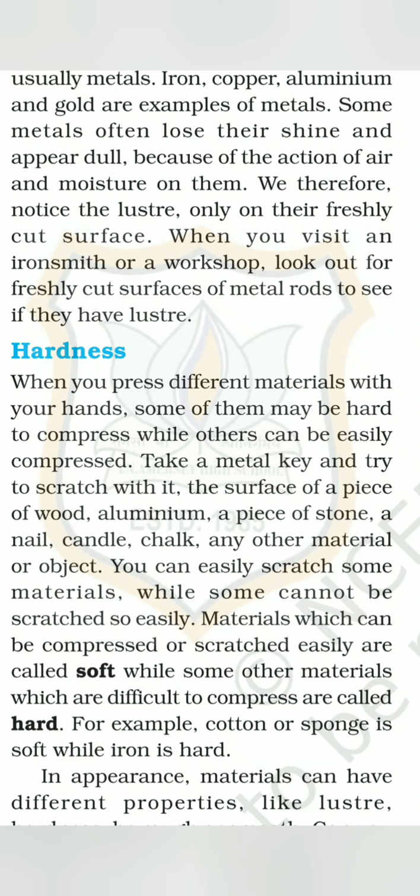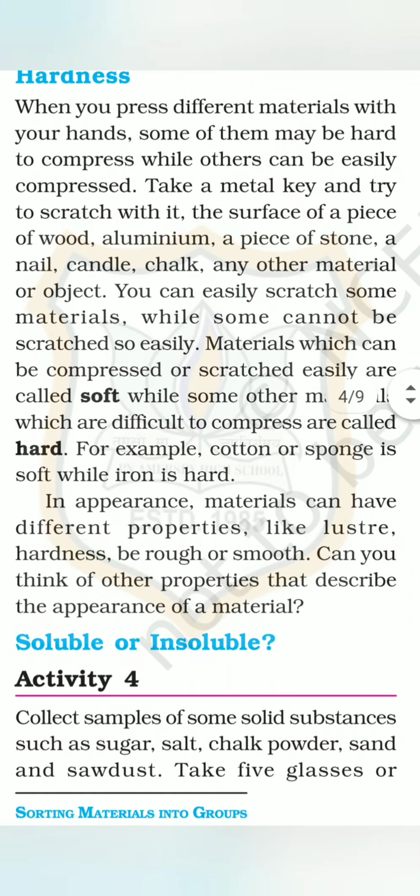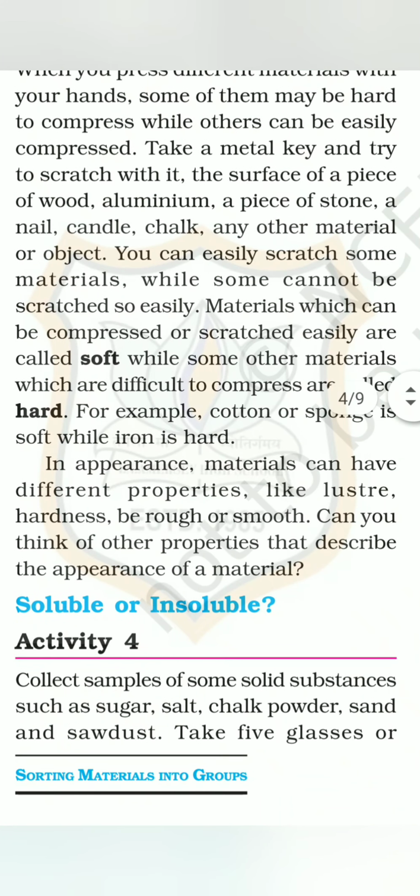The second property is hardness. When you press different materials with your hands, some of them may be hard to compress while others can be easily compressed. Compressed means to press to make it flat. Take a metal key and try to scratch with it the surface of a piece of wood, aluminium, a piece of stone, a nail, candle, chalk, or any other material or object. You can easily scratch some materials, while some cannot be scratched easily.